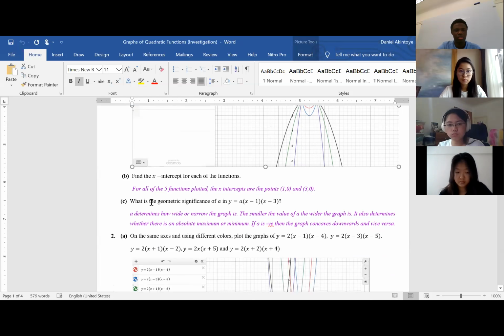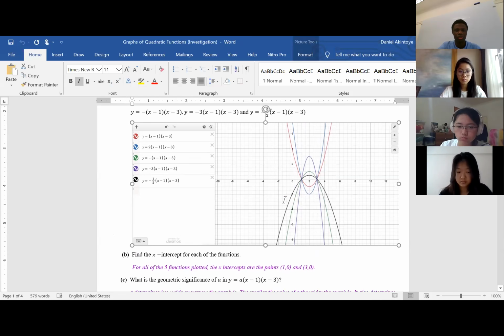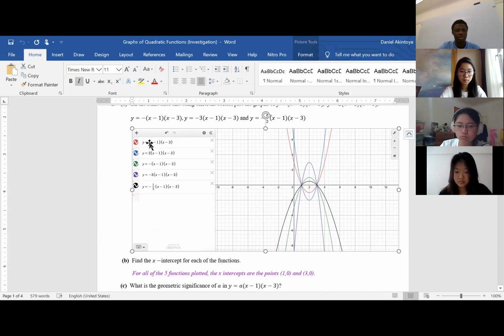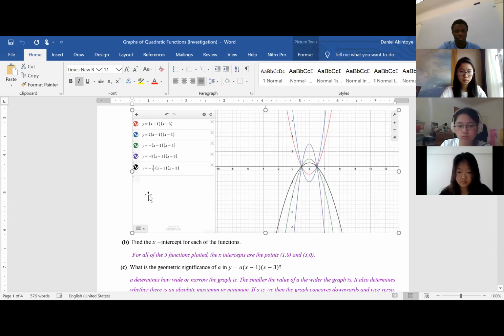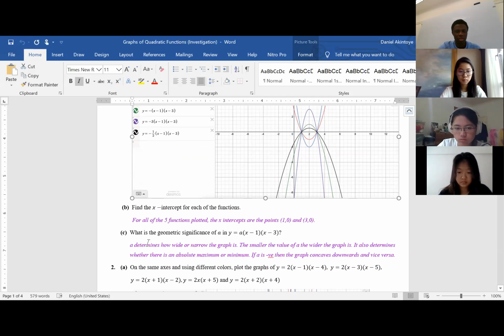And the next thing is, what is the geometric significance of A in the function? So you could see clearly that whenever A is positive, you have a minimum, and whenever A is negative, you have a maximum function. So that's what she meant by this. It determines how wide or narrow, yeah, you could say that. But the major thing is the maximum or minimum. She's right about how wide or narrow actually. So the smaller the value of A, the wider the curve is.